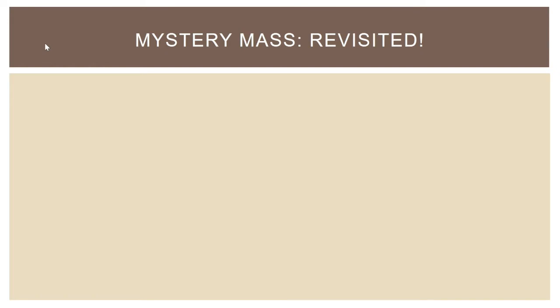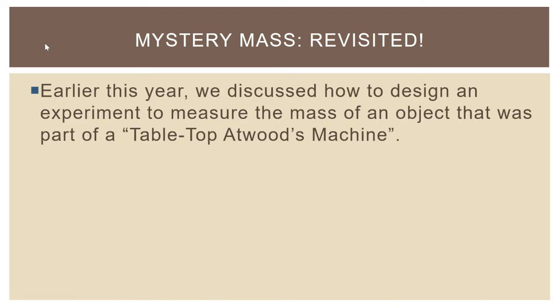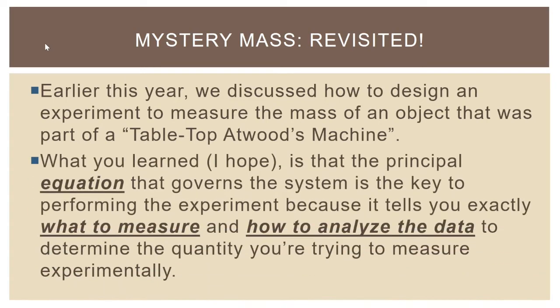If you remember from earlier this year, we discussed how to design an experiment to measure the mass of an object that was part of a tabletop Atwood's machine. We talked about how we can use motion data for an Atwood's machine to figure out the mass of one of the objects if we measure all the other stuff. And what I hope you learned is that the principal equation that governs the system is the key to performing the experiment, because it tells you exactly A, what to measure, and B, how to analyze the data to determine the quantity you're trying to measure experimentally.